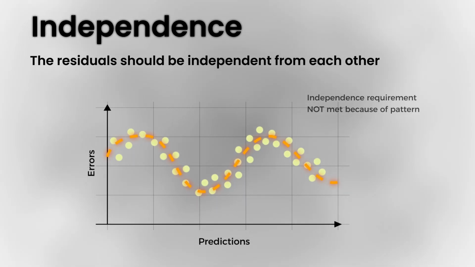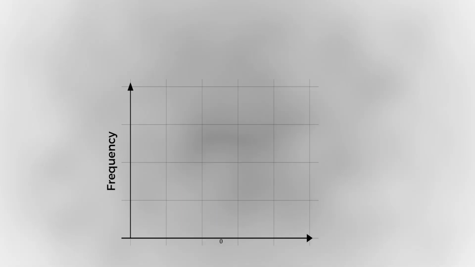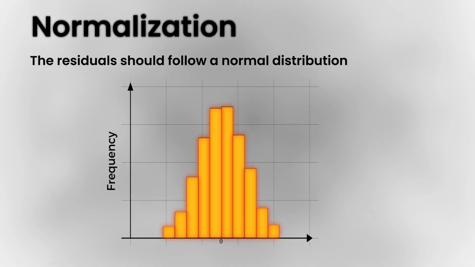The third assumption is normality. The error follows a normal distribution, meaning that if you make a distribution plot, it should look like a bell-shaped curve, where most of the errors should be close to zero.